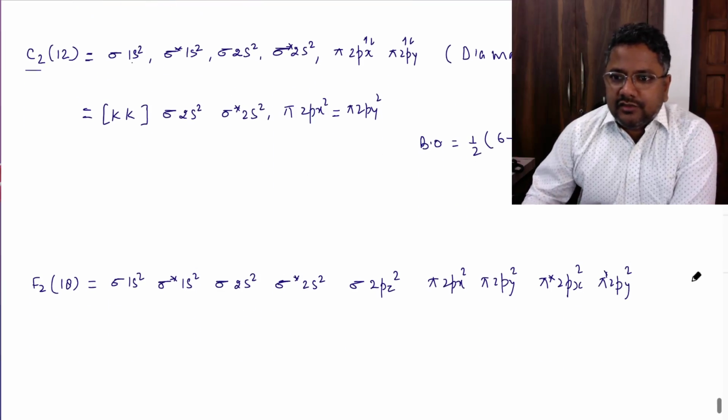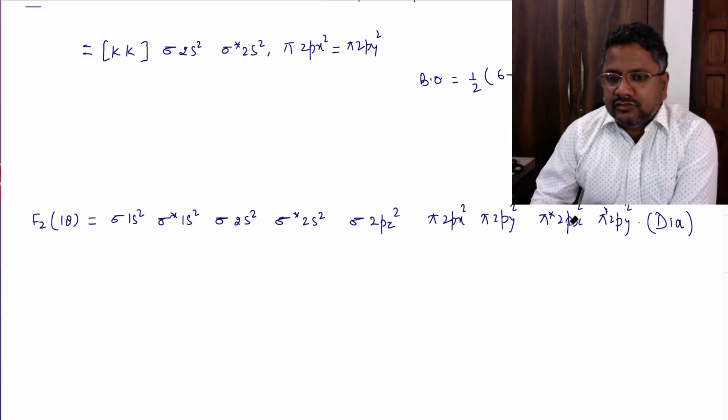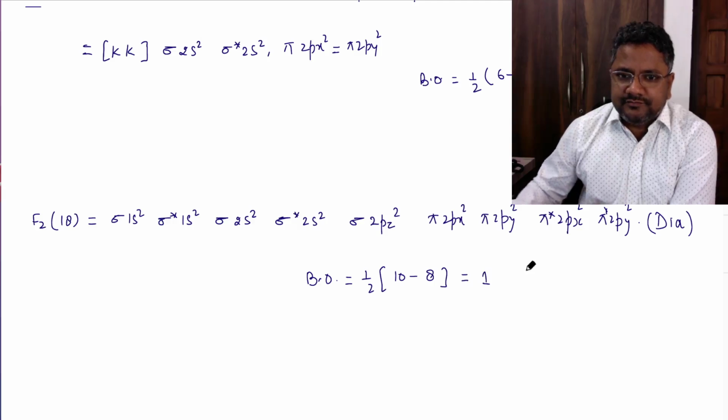All are paired, so this is diamagnetic, right? And what is the bond order? So bond order is equal to 1/2 (10 minus 8). This is equal to 1.